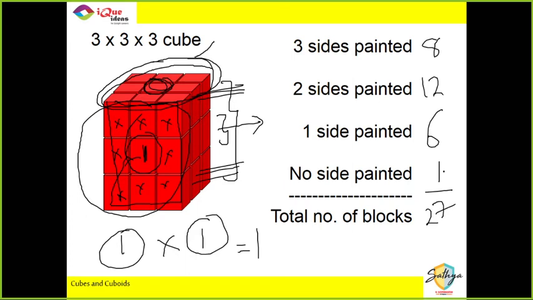Okay? Now, let's check something. 8 plus 12 is 20. 20 plus 6 is 26. 26 plus 1 is 27. We have counted all the blocks. Did you understand this? The simple way of confirming whether you have counted everything is, once you do all this, add them. If the sum is equal to the total number of blocks, that means you have counted all the blocks.